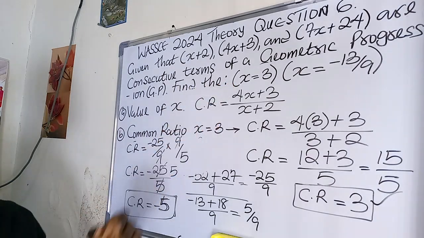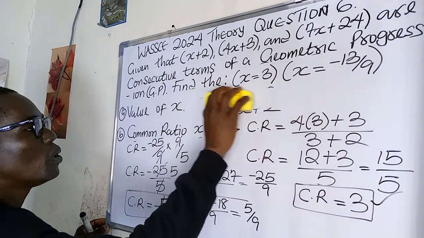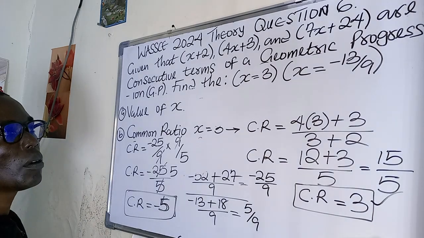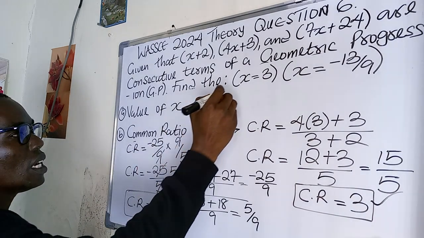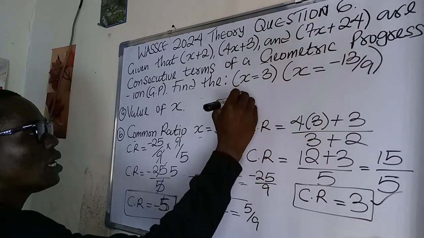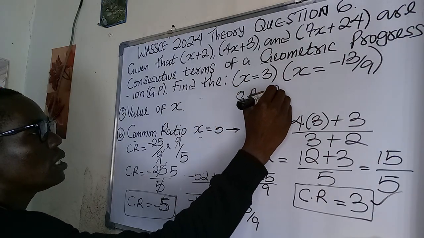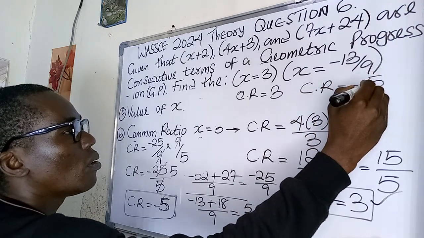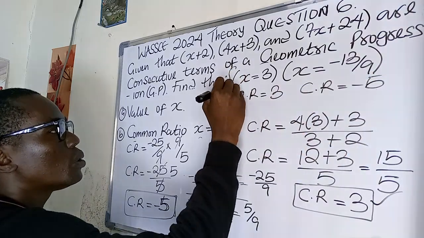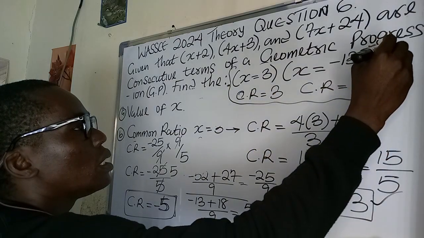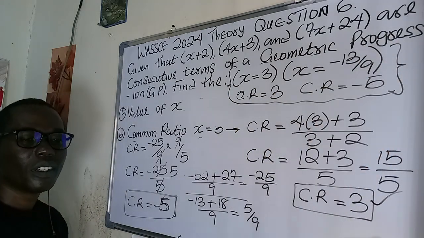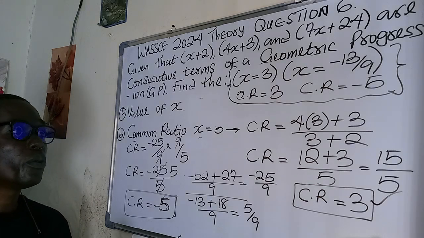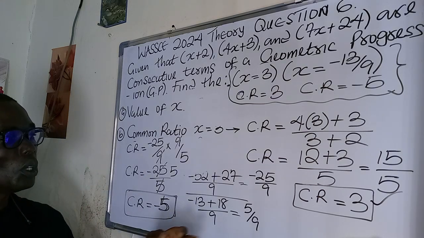So we've gotten our x to be equal to 3 and x equal to negative 13 over 9, and then we'll have our CR here to be equal to 3, and then our CR here to be equal to negative 5. And these are the solutions to the questions that are given to us. So you see, it's very easy, and I'm sure you followed the solution process to the end.